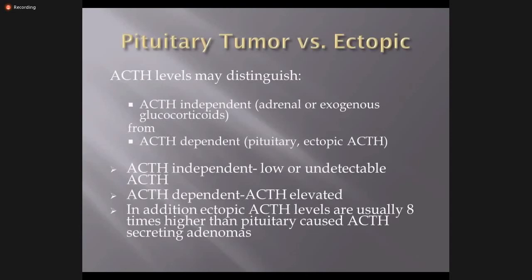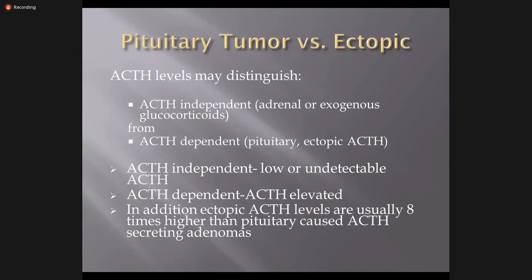Then the second step is the ACTH level, which is very important. It distinguishes Cushing disease from Cushing syndrome with an ectopic source. So the ACTH level may distinguish the ACTH independent causes, that is adrenal or exogenous corticosteroid, from the ACTH dependent causes, pituitary or ectopic ACTH.